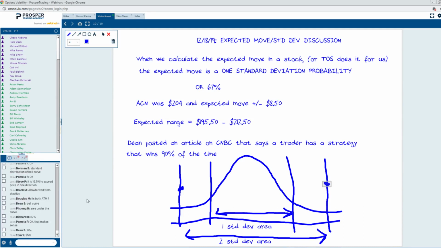So what this trade example, not ours, but the one in the CNBC video, which is talking exactly about AutoZone, is saying is that it's going to win 90% of the time, because the trade is set up to win between this point and this point. Where our trades are typically set up to win between this point and this point. Now, why would you want to go for one or the other?